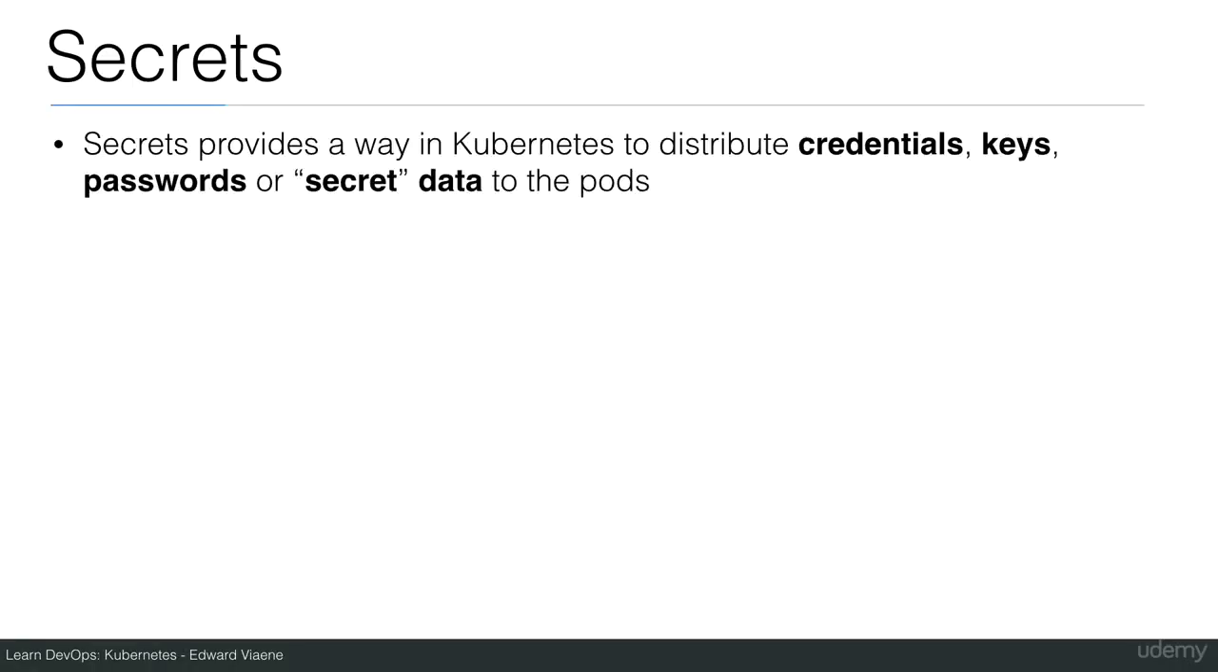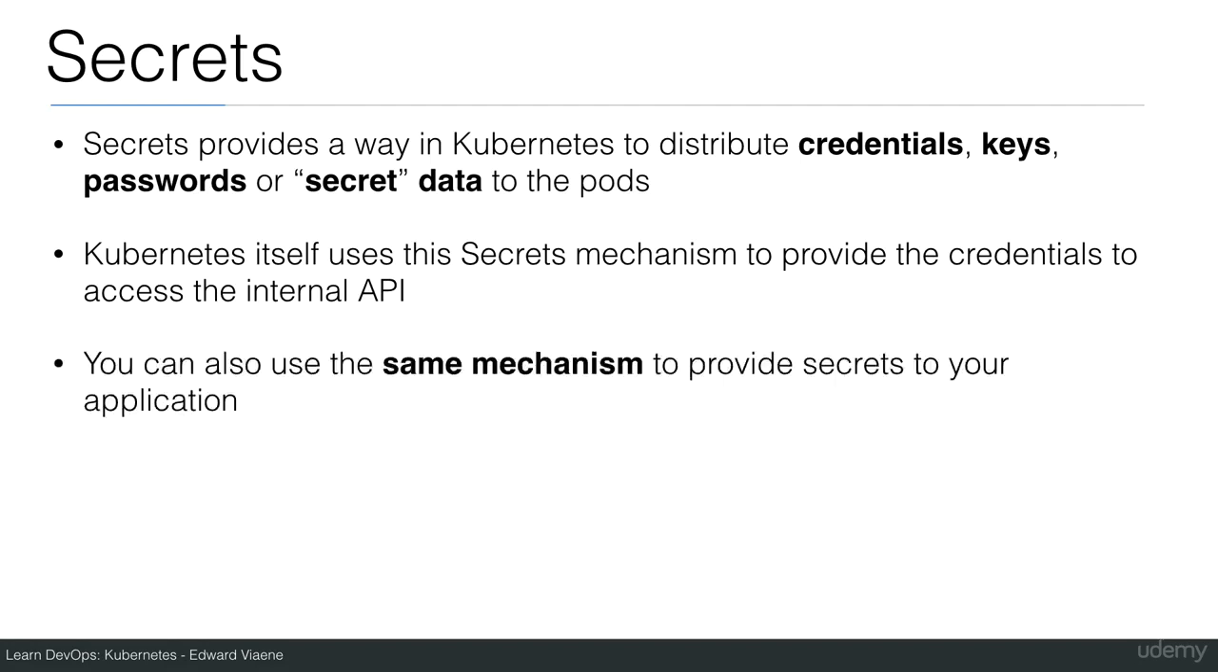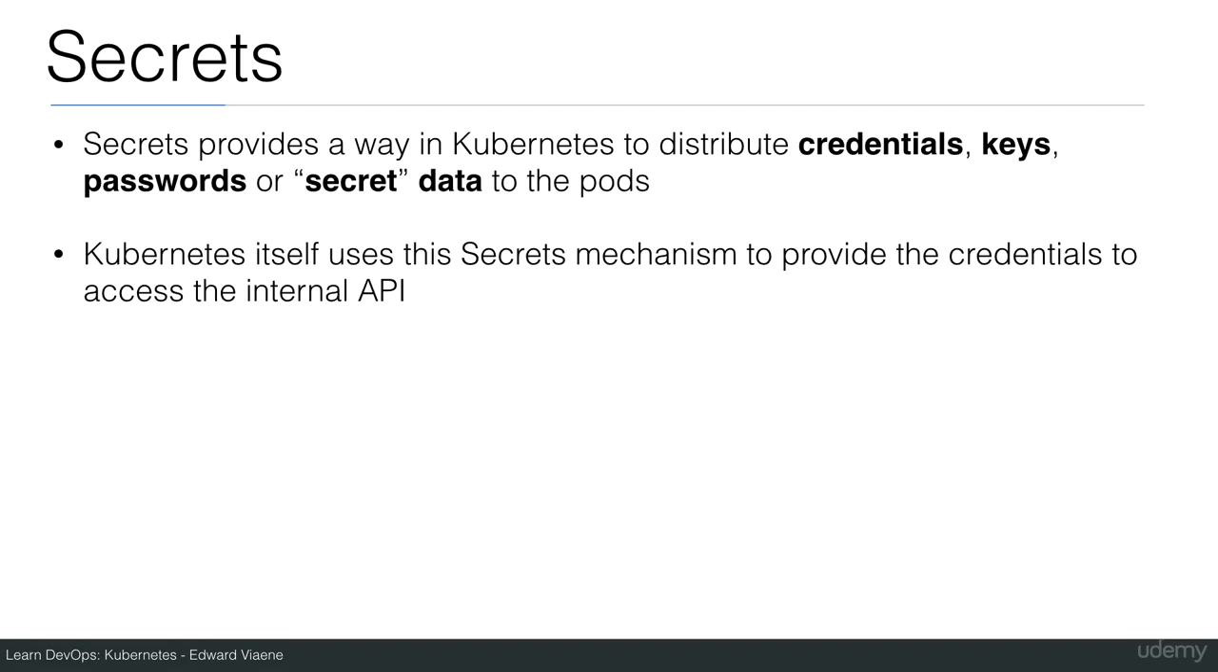In this lecture, I'll be talking about secrets. Secrets provides a way in Kubernetes to distribute credentials, keys, passwords, or secret data to the pods. Even Kubernetes itself uses this secrets mechanism to provide the credentials to access the internal API. That means that pods have access to secrets, and those secrets must be distributed using this secrets mechanism. In the demo, I will show you exactly how it looks like.